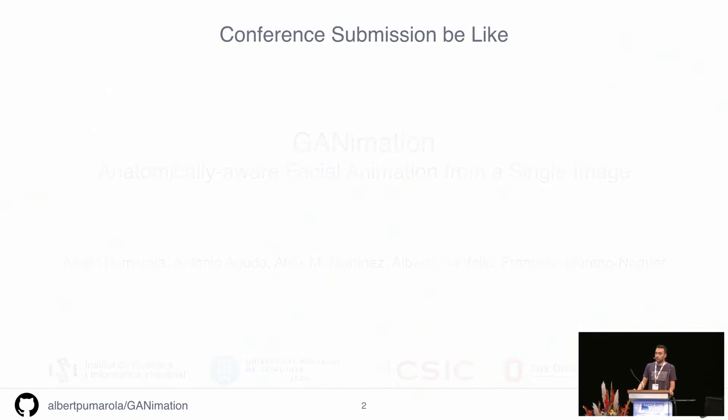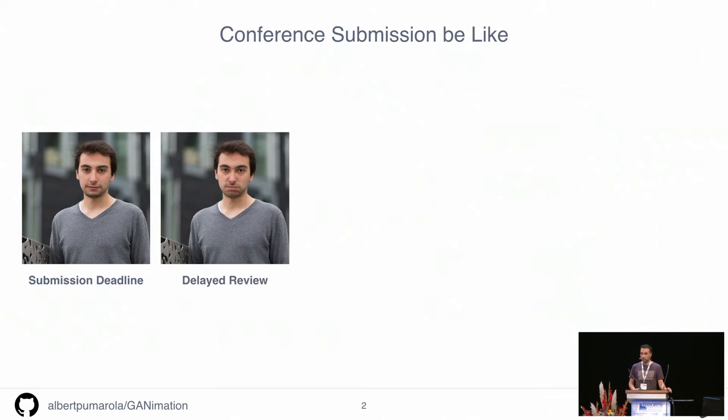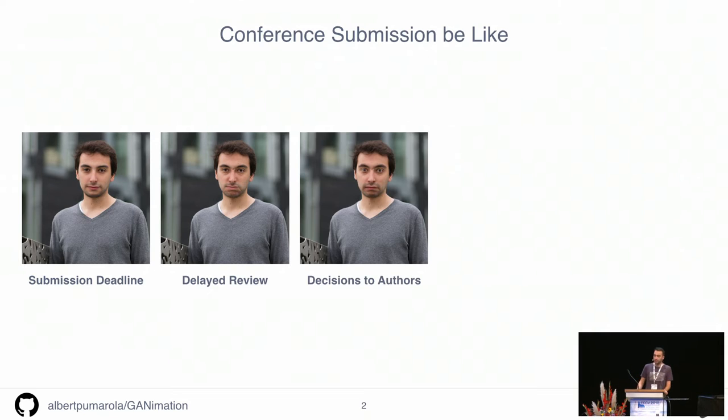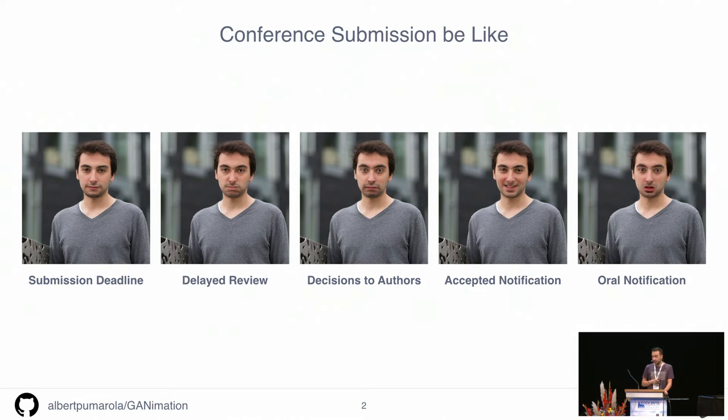So today I'll be speaking about our work on facial expression generation. I'm sure all of you can relate to these emotions when submitting work to a conference. At the submission deadline, you're kind of happy, but also really tired. Then when the reviews get delayed, you get super annoyed with the reviewers who didn't submit on time. And normally, when you have to read the email with the decision to the authors, it's pretty scary. But if you get accepted, it's pretty nice, and it gets even crazier if you get an oral notification.